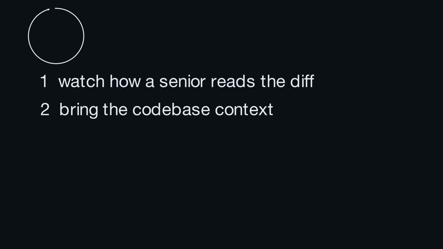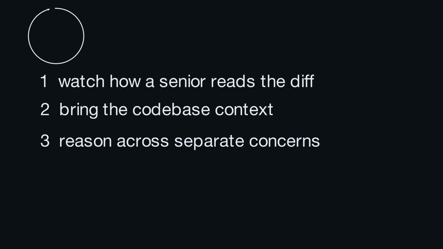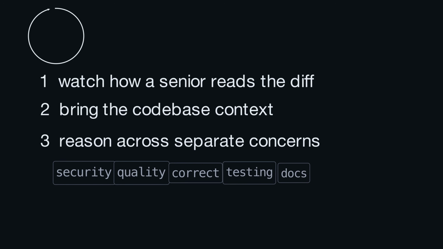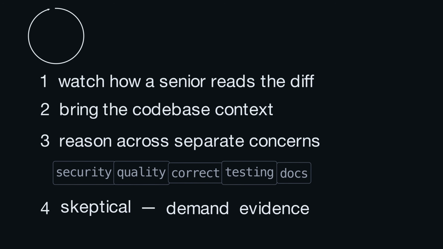Then we will reason across separate concerns. For example, a reviewer might think about security. Maybe they think about quality, correctness, testing, and documentation. Every one of them is coming from a different mindset, and frankly speaking, they are very skeptical. They provide evidence for everything they are talking about, so that if at any point they get it wrong, they can go back to it.